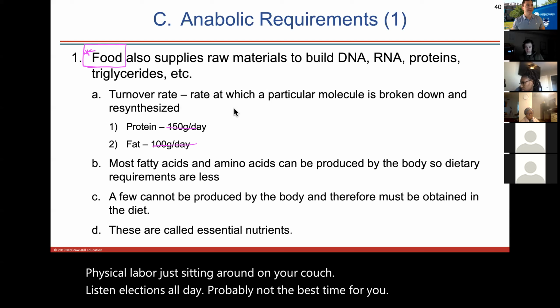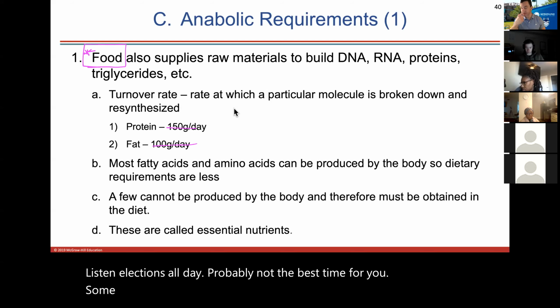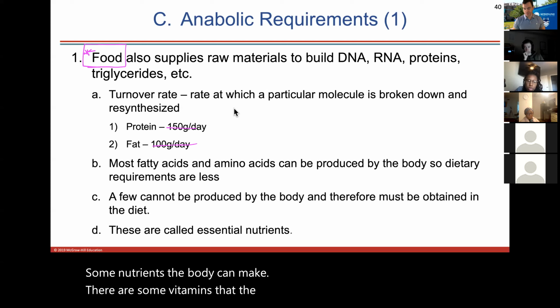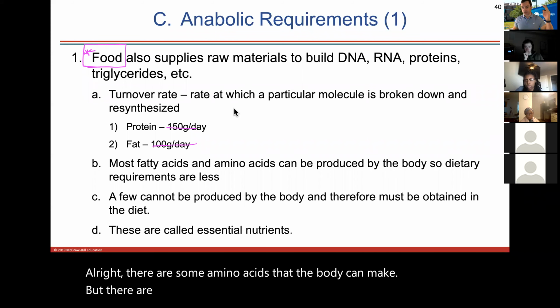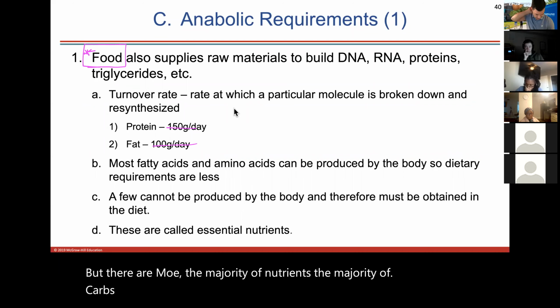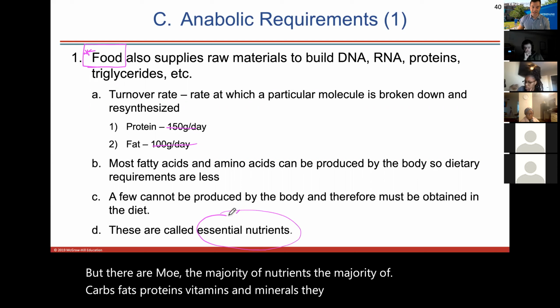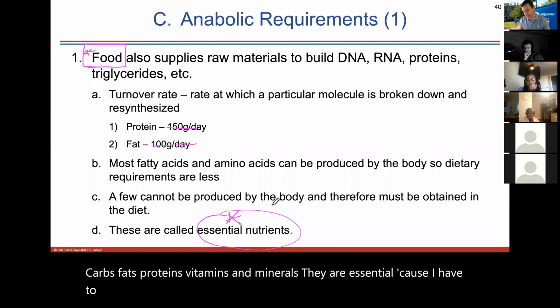Some nutrients the body can make. There are some vitamins that the body can make. Right? There are some amino acids that the body can make. But the majority of nutrients, the majority of carbs, fats, proteins, okay, vitamins and minerals, they are essential because I have to go out and find these in my diet and shovel them in my mouth.